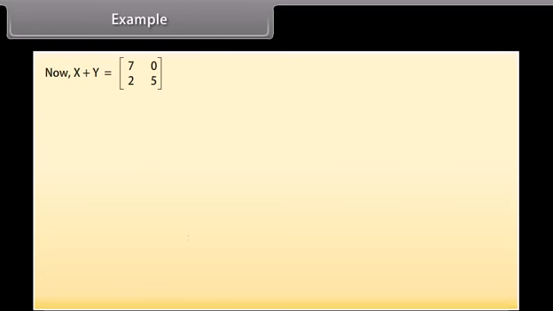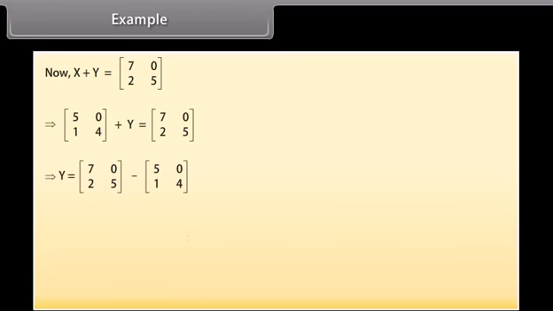Now substituting the value of X in X plus Y and solving it, we get the matrix Y is equal to row-wise first row 2 0, second row 1 1.